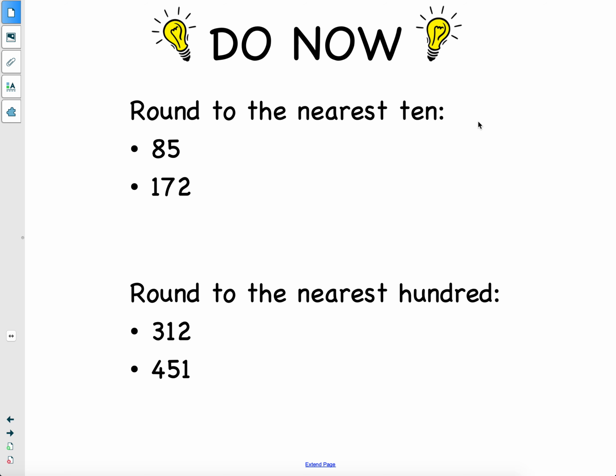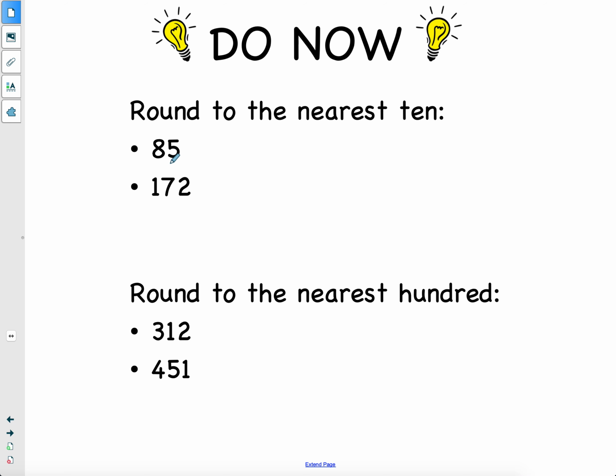I want you to round these two numbers to the nearest 10 and then these two numbers to the nearest 100. So go ahead and pause the video, round the 4 numbers, and then press play to check your work. All right, welcome back. If you're watching now, that means you should have already rounded all 4 numbers. If you haven't already, please pause now so that you can round them.